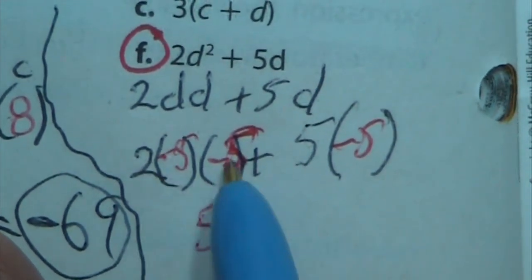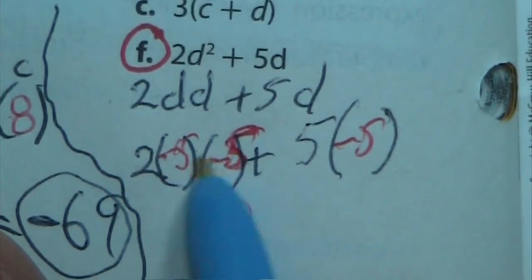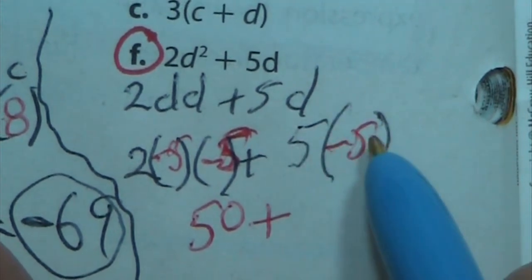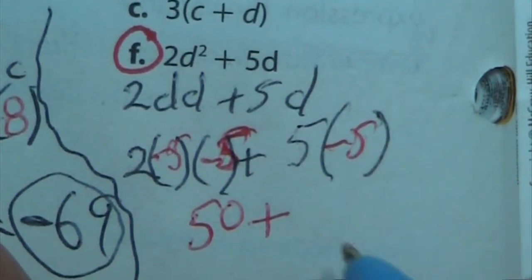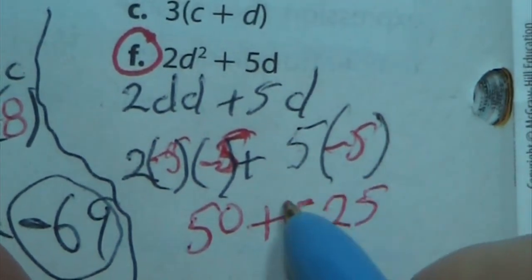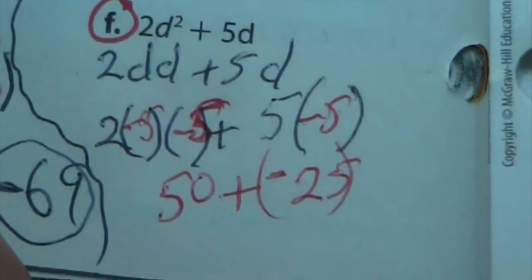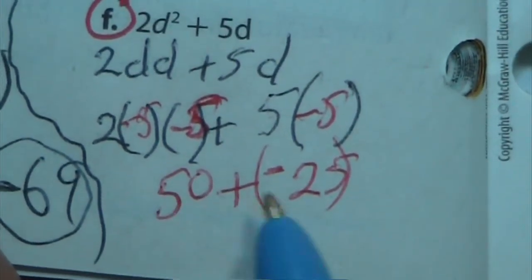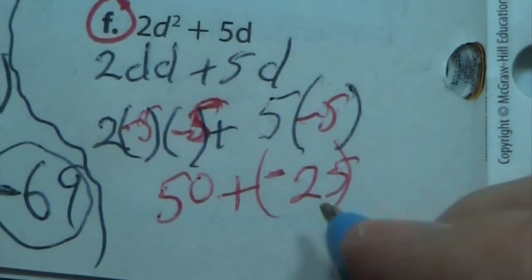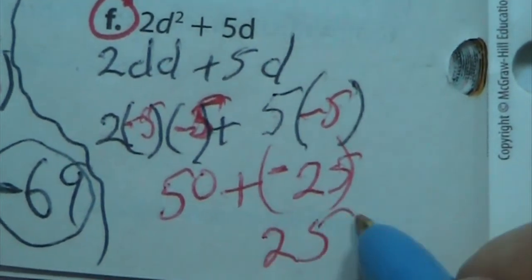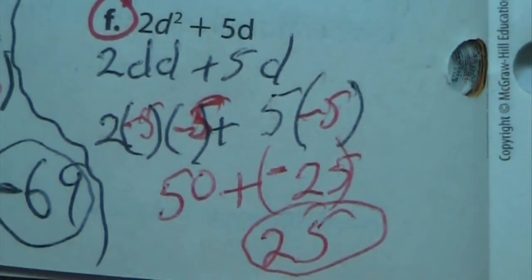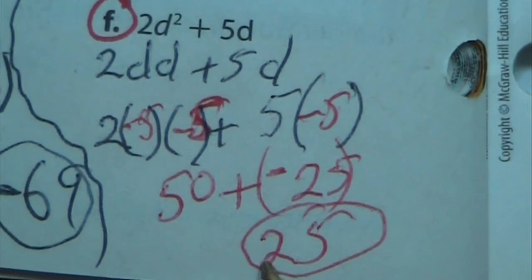Now, I have 2 negatives. 2 negatives cancel when multiplying. Plus, okay, now I have 5 times -5. 5 times 5 is 25. And there's 1 negative, so it's -25. All right, so I have 50 and 25 negatives. That's like 50 take away 25. The answer is 25, positive 25, right? There's more positive. That's why it's positive 25.